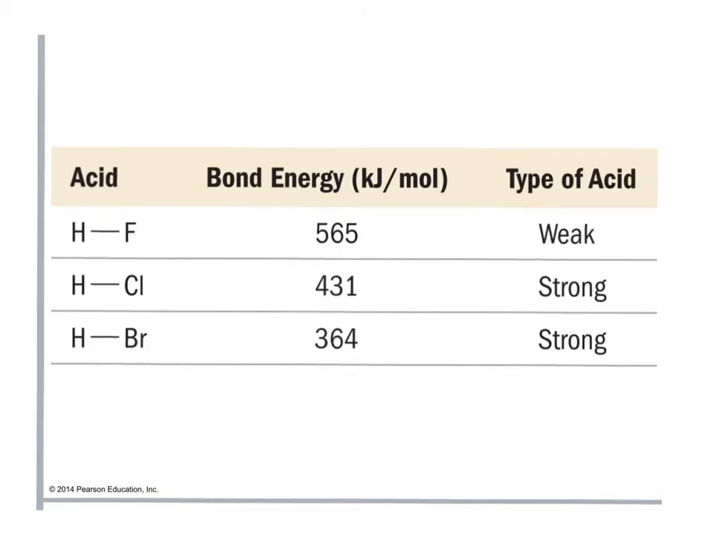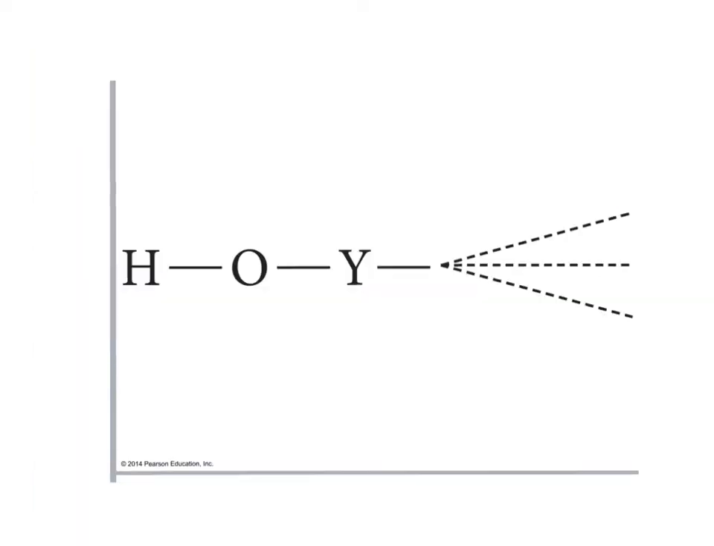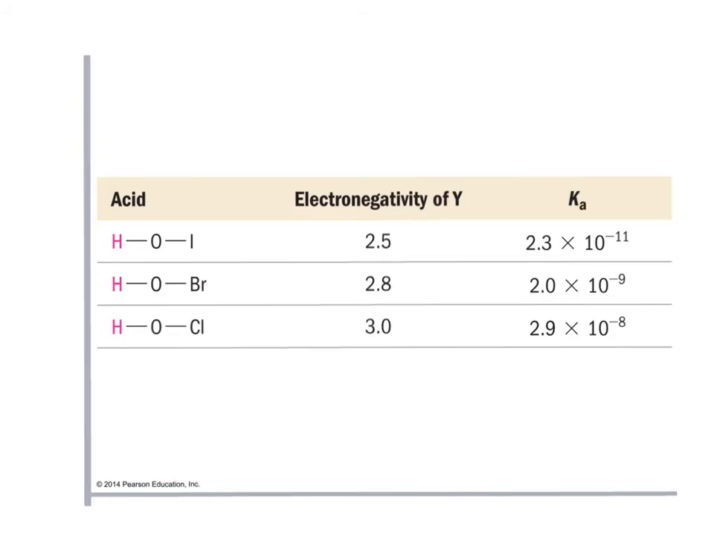So this table shows it. The bond energy or bond strength, you get this really strong bond here, HF, weak acid. Relatively smaller, strong acid. Even smaller still, strong acid. So in general, you could describe this for the hydrogen attached to an oxygen that is then attached to another ligand. We could look at the electronegativity differences and describe this. So as these electronegativities go up, the Ka gets bigger, right?